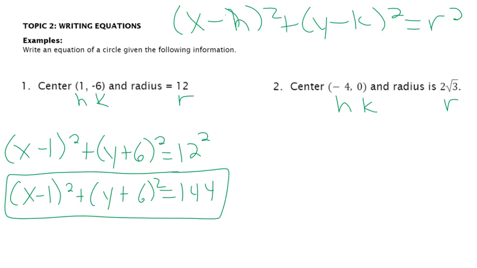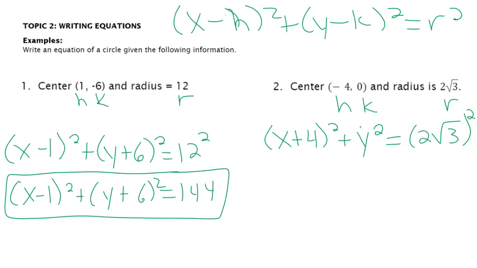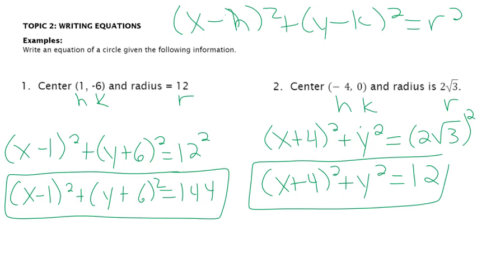The second one, same idea. So my h is negative 4, so I'm going to write x plus 4. My k is 0, so I don't have to write y minus 0. I can just write y squared. And then I'm squaring 2 radical 3. So in your calculator, you want to make sure you put a parenthesis around the 2 radical 3, not just squaring that radical 3. And so we would get x plus 4 squared plus y squared equals 12. And that would be our equation.